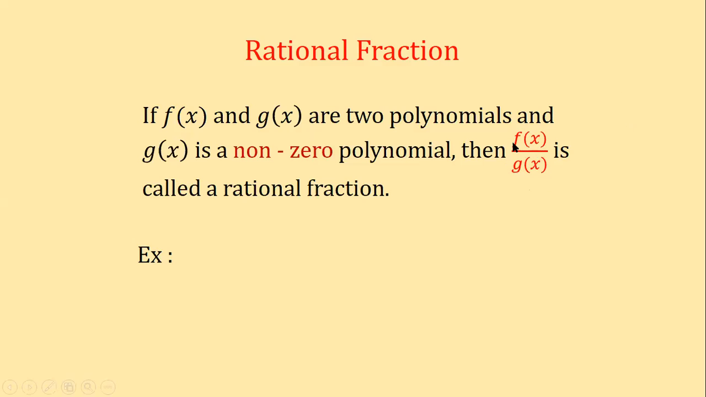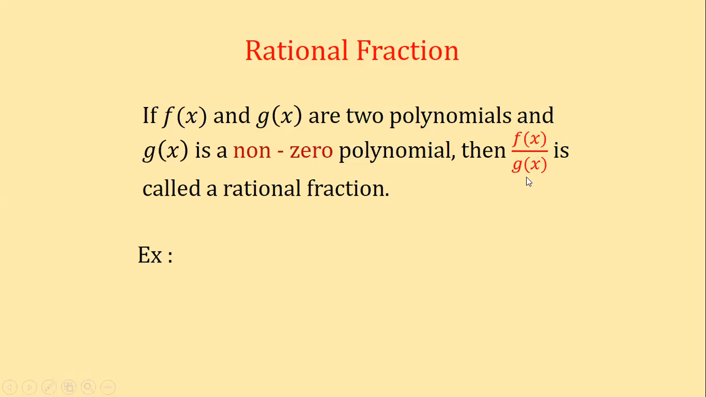So in the numerator here we have f of x. It should have non-negative integral powers. And in g of x also, the variable x should have non-negative integral powers. So if you see them together, f of x by g of x, both must be polynomials. And similarly g of x is a non-zero polynomial. That means where is the g of x here? Yes, you are right. g of x is in the denominator. So the denominator should be a non-zero polynomial.